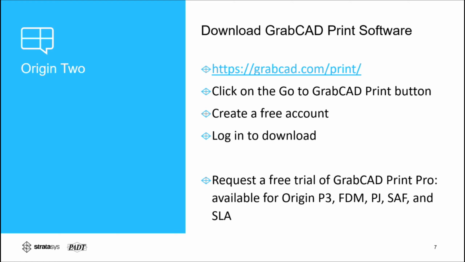For a free download of GrabCAD Print Standard, go to https://grabcad.com/print/ and click on the Go to GrabCAD Print button. Once you create a free account, you can log in and download the software on any Windows PC or laptop. As I showed earlier, you can select a template version of any of the Stratasys printers, set up a part to print, and even save out the print job file to then upload separately to an actual printer.